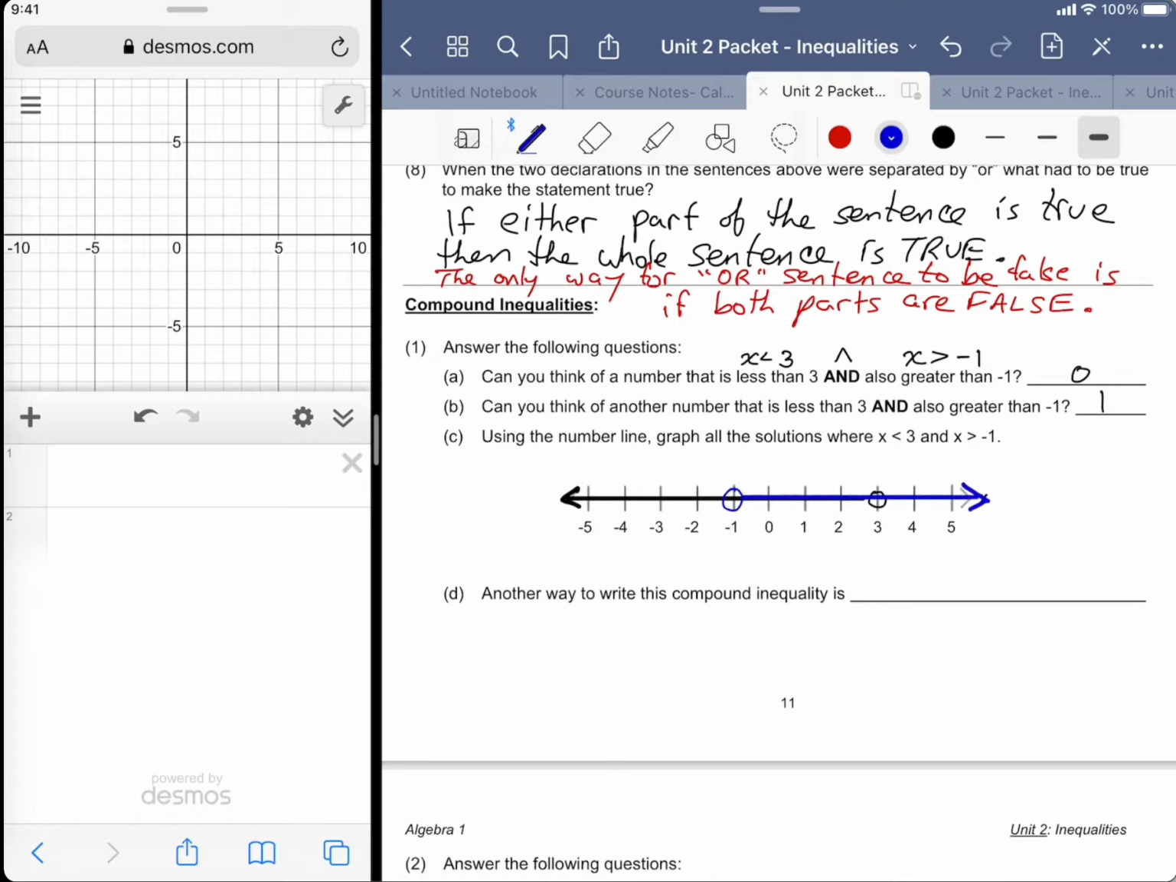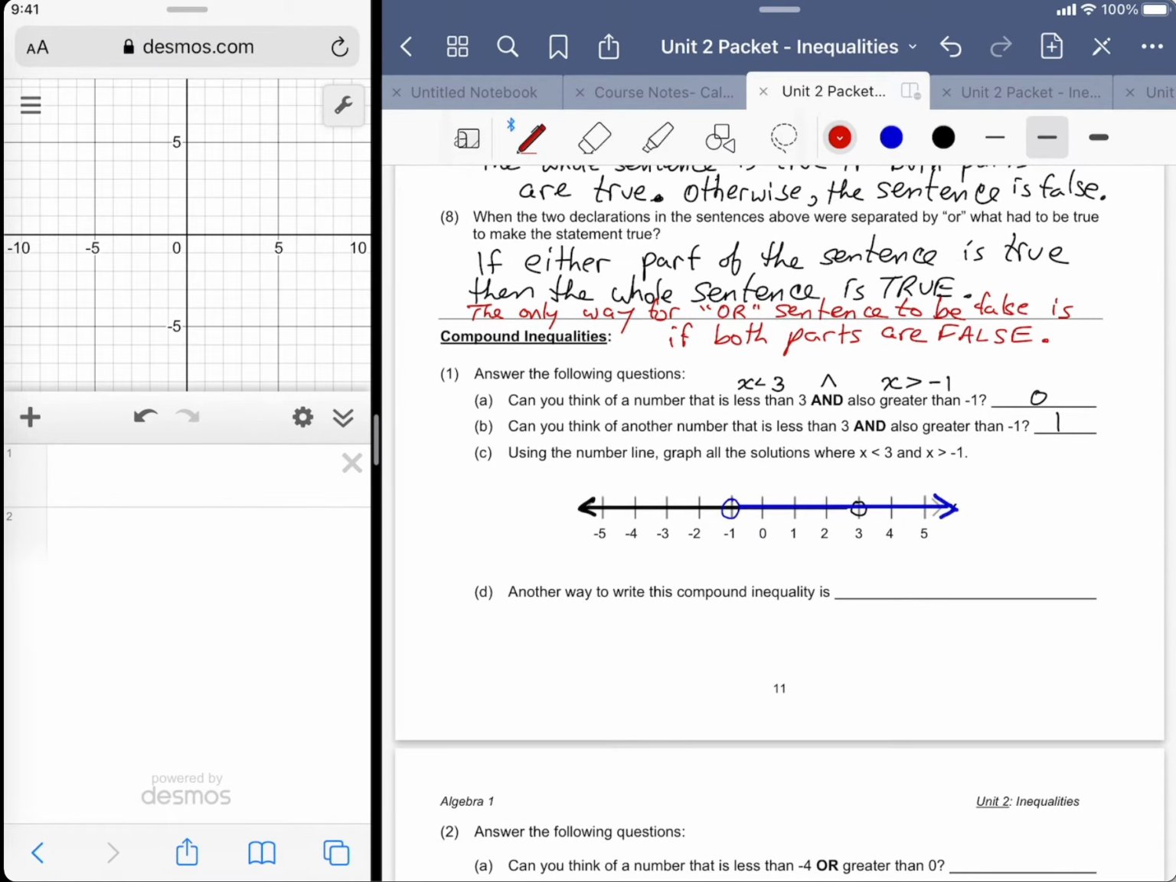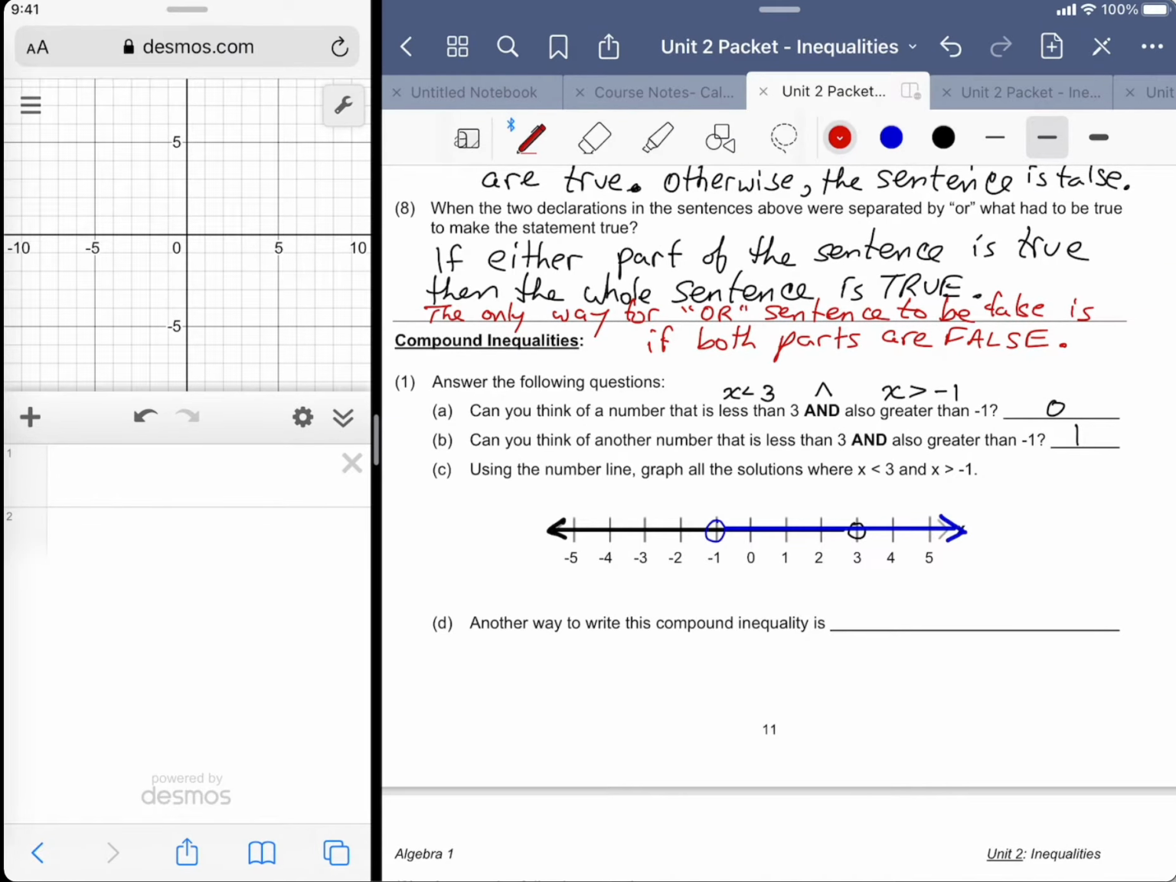When we're talking about AND situations, we want what we call concurrence. We're looking for outcomes that happen for one value, or one, in this case, inequality, and also the other. It's got to be true for both. All right? So the whole sentence is true if both parts are true. So I need it to be true that the number is less than 3, and also I need it to be true that the number is greater than -1. The only numbers that satisfy that would be the numbers in between -1 and 3.